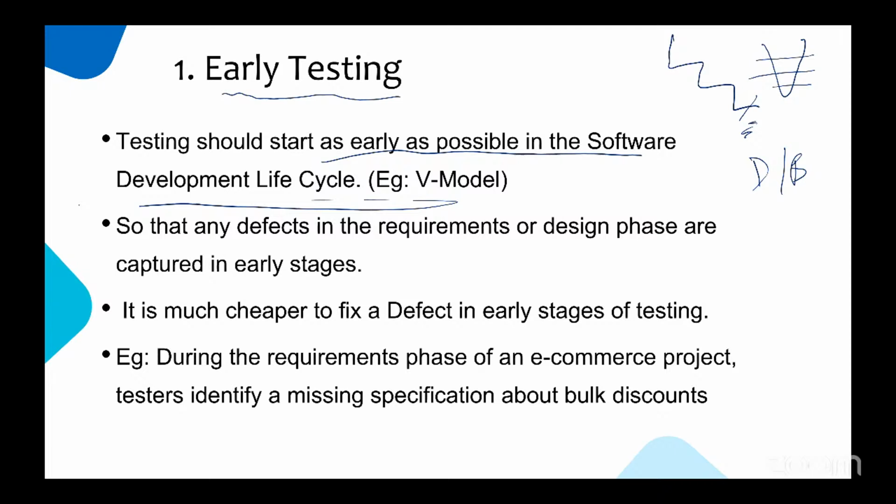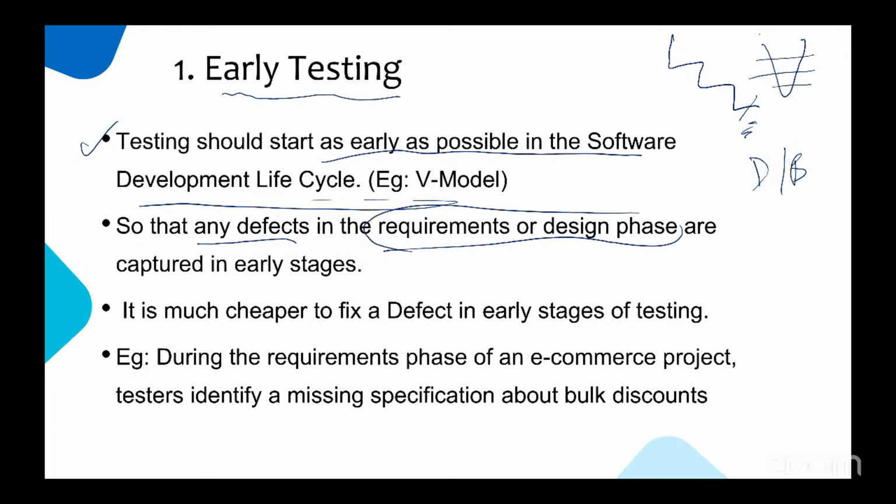So if you follow these seven principles, it is definitely going to be very useful. We can give the maximum quality product. So keep thinking about these seven principles. The first one is early testing, which means we start early, so we are able to find any defects in the requirement or design phase.